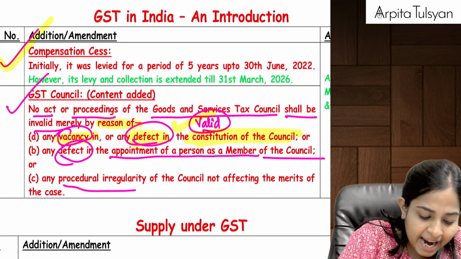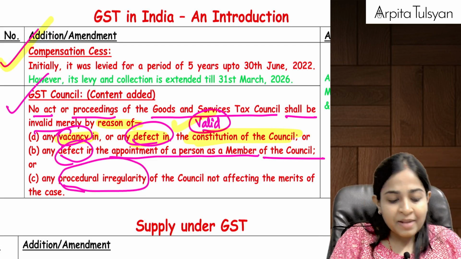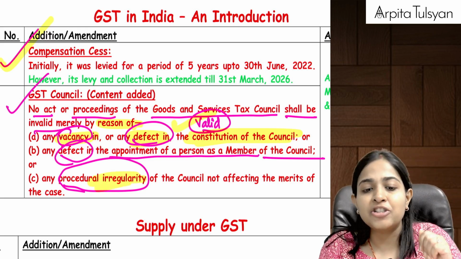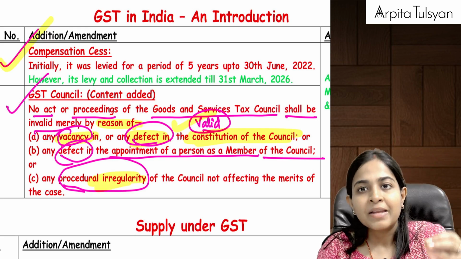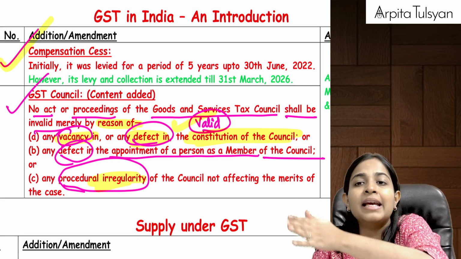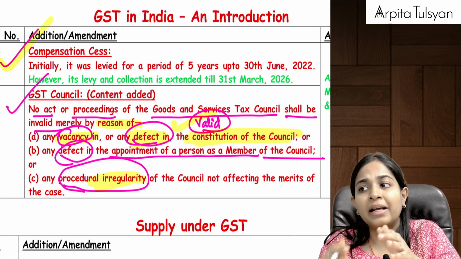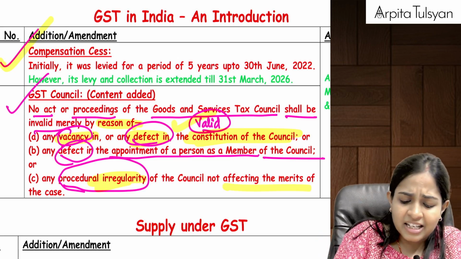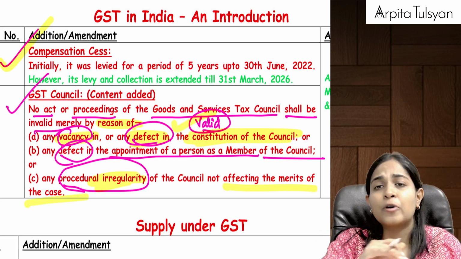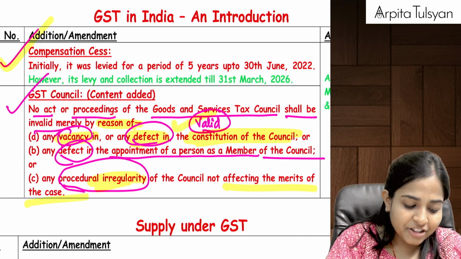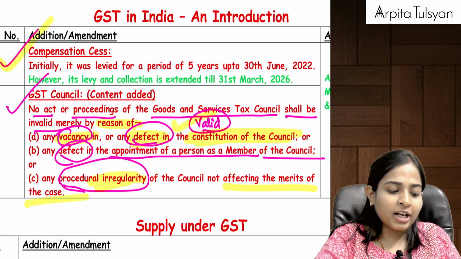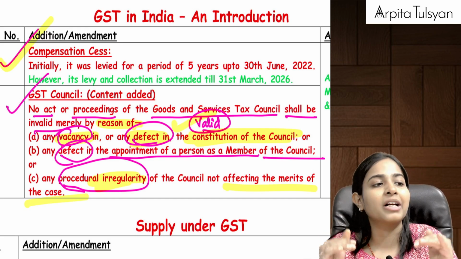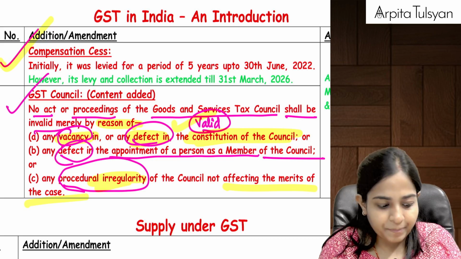And similarly, any procedural irregularity. Let's say GST council was supposed to call a meeting, after so many months they were required to compulsorily call a meeting, but there was certain sort of delay. Some procedural mistake happened here. That does not affect the merits of the case, that does not affect any decisions taken by the GST council. So what they are trying to tell us here is these small things are not going to affect any work done by the GST council. Are you clear with this?